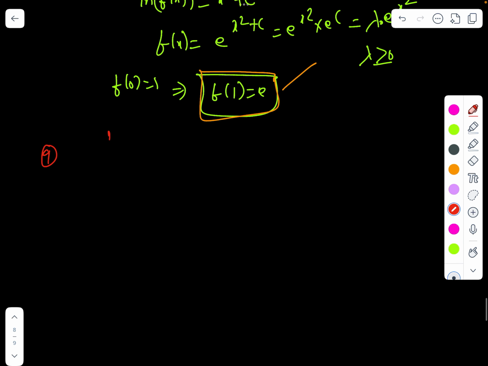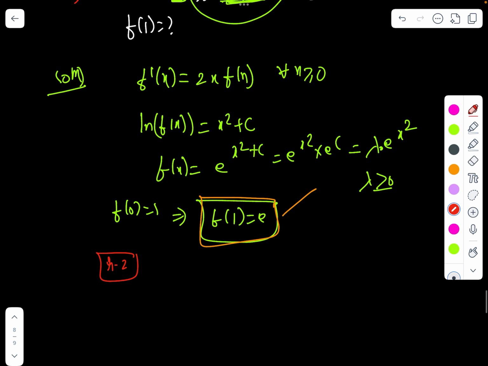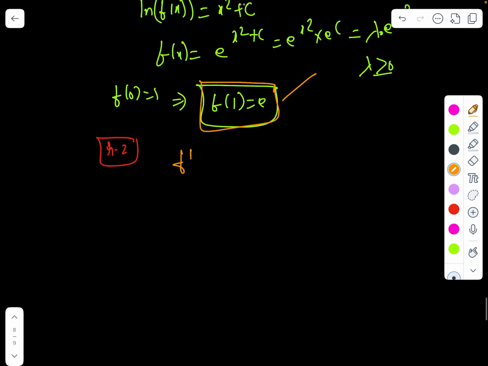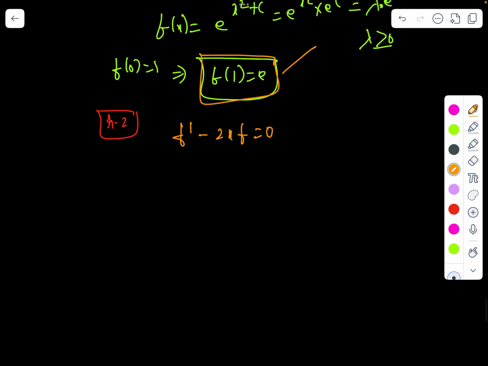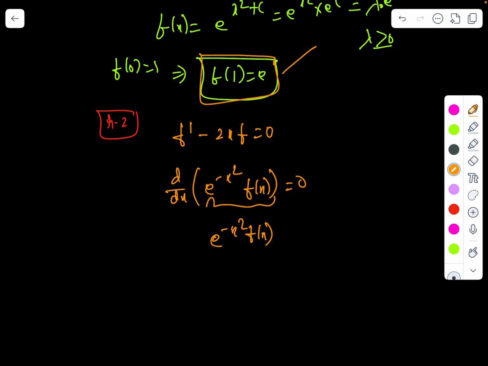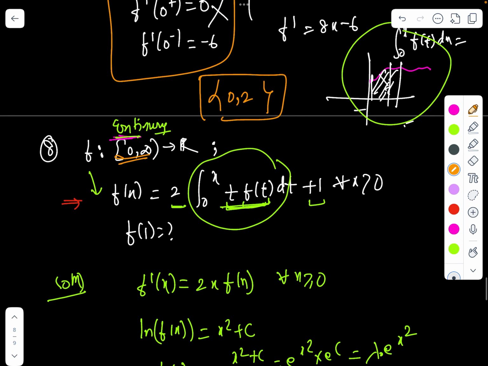Although you can also solve this problem in another method, which is a very typical method when you apply mean value theorem or Rolle's theorem. So I can also take f dash minus 2x f, and we can think of a function whose derivative is this, right? So basically, if you multiply by the integrating factor, it is a linear differential equation. So it's d/dx of e to the power minus x square times f of x, which means this guy is constant because we are in an interval. The function is defined from 0 to infinity.